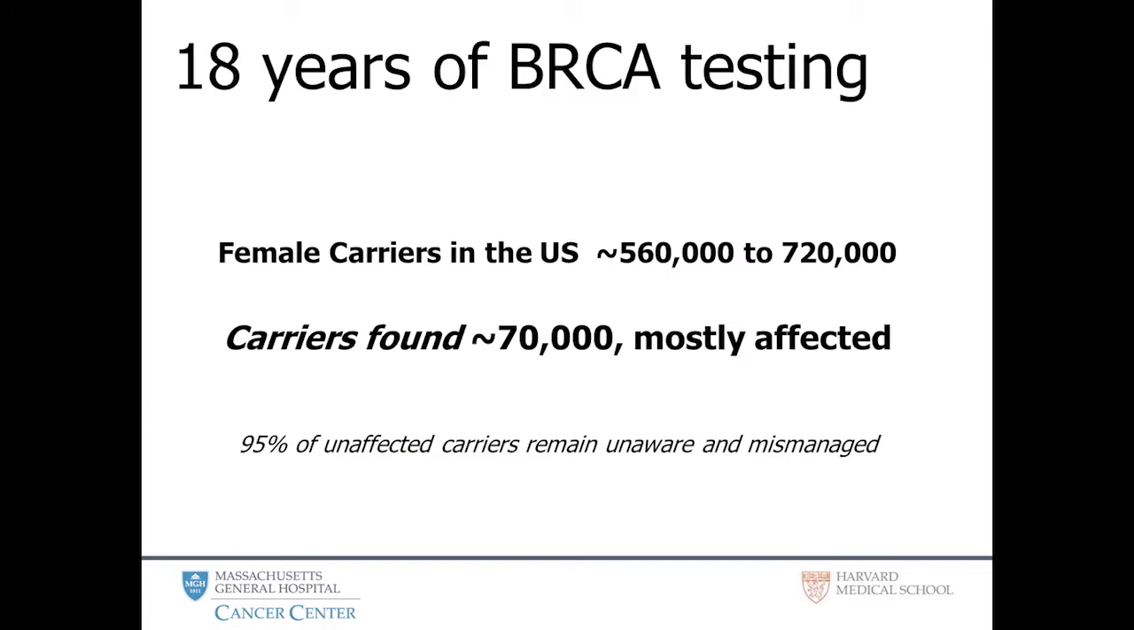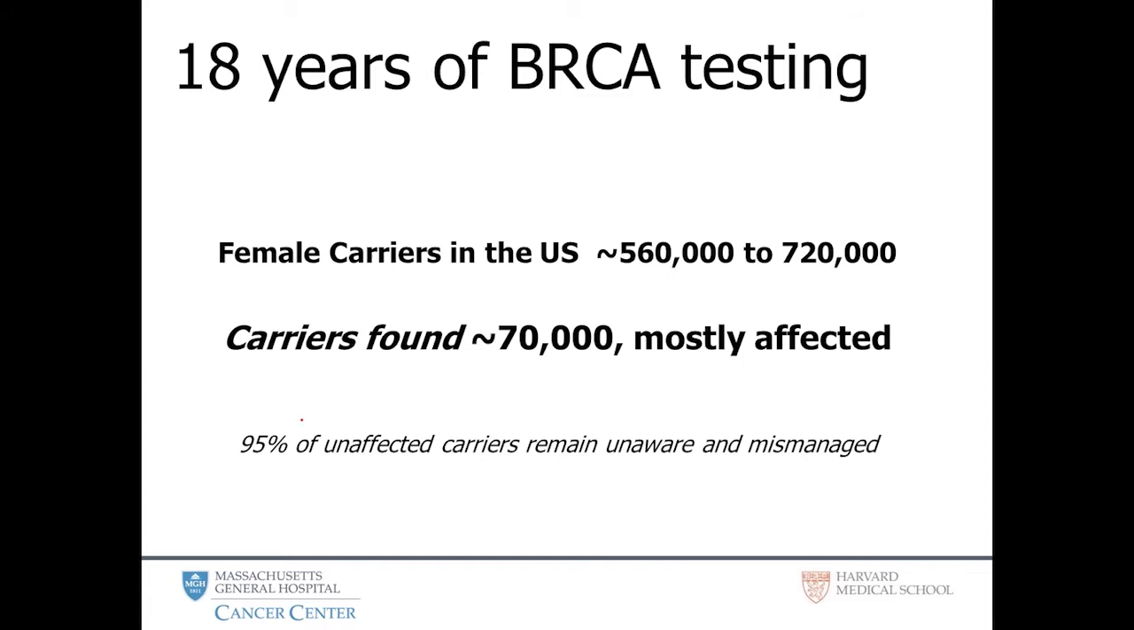Now, we've been doing BRCA testing for about 18 years. We would estimate that there are about 560,000 to 720,000 mutation carriers in the United States. And despite having done this for 18 years, we found maybe 70,000 of those carriers, but most of the carriers we've identified already have cancer.